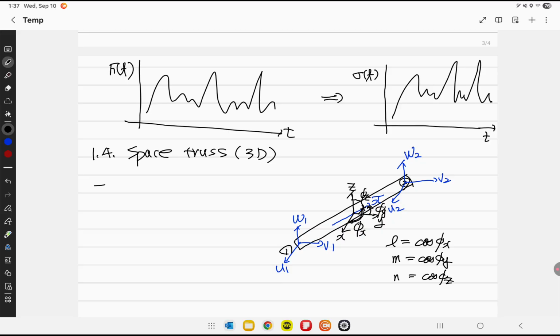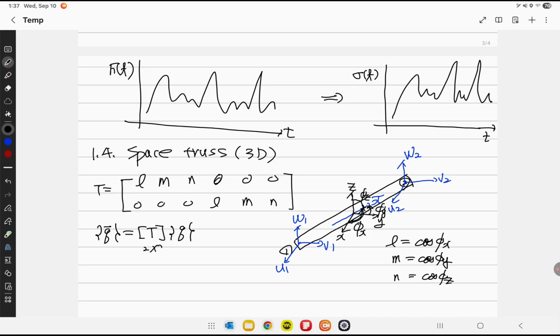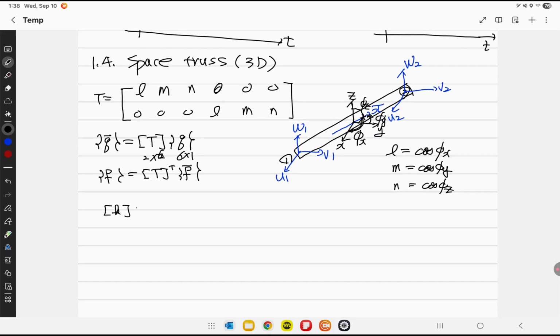Then I build my transformation matrix the same way as 2D, but now I have L, M, N, 0, 0, 0 in the first row and 0, 0, 0, L, M, N in the second. So this is a 2 by 6 matrix. Then Q bar equals T Q, so 2 by 6 times 6 by 1. My Q has 6 components: U1, V1, W1, U2, V2, W2. And F equals T transpose F bar. And my K is the same: T transpose K bar T. So this is 6 by 2, 2 by 2, and 2 by 6, which gives a 6 by 6 matrix.